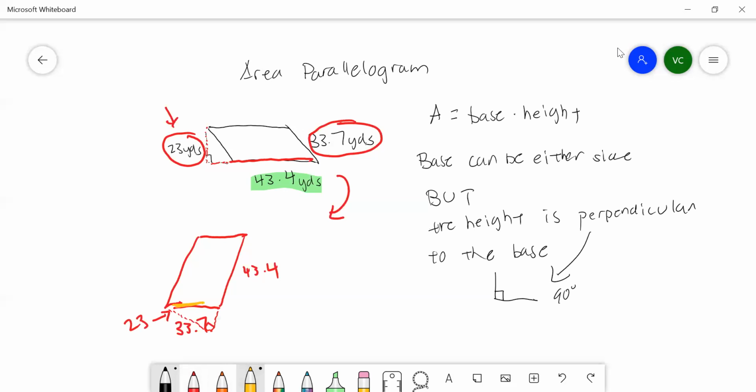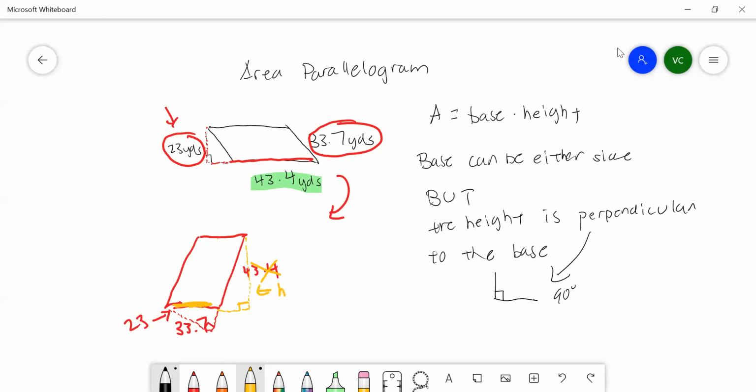Well, we could actually use this bottom part, the 33.7, as our base, but then we would need the height, and the height would not be 43.4. What would the height be? Where would it be? So think about where that line should be drawn. Pause the video. Okay, if you said that we should draw a dotted line down there, and we find this height, then that would be correct.